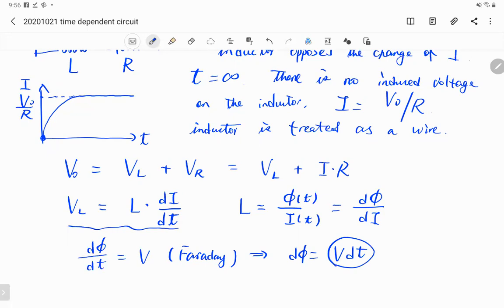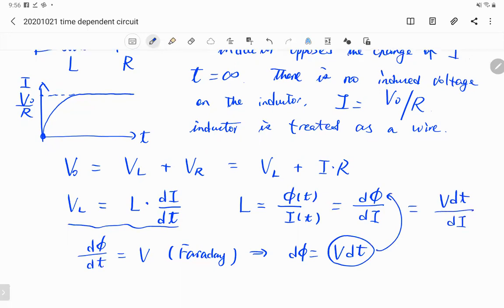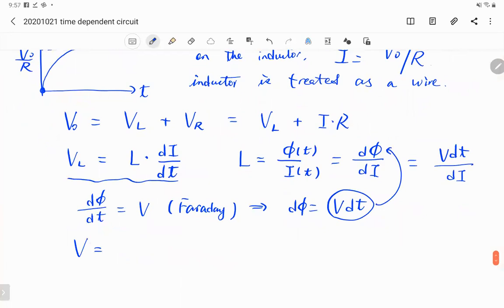Then I plug this expression into this equation. So I will have V dt over di. Then the voltage on the inductor could be solved as inductance times di over dt. So this is how I get this relation. Then I plug this equation into this one to get a master equation for the LR circuit.